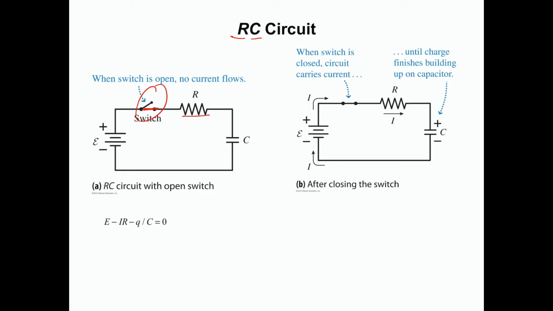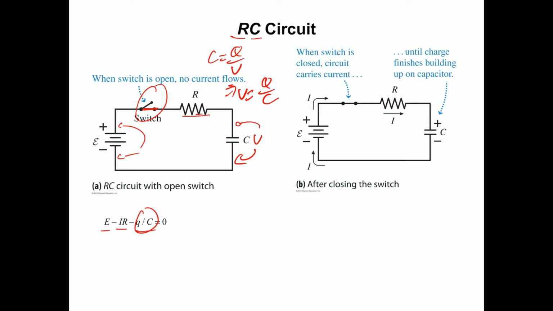If you already did the tutorial, you remember. The potential here, the EMF, is equal to the drop IR and the drop V. Why this term? Because the voltage across the capacitor is Q over C. So you see Q over C here. And once you close it, you do have a current.